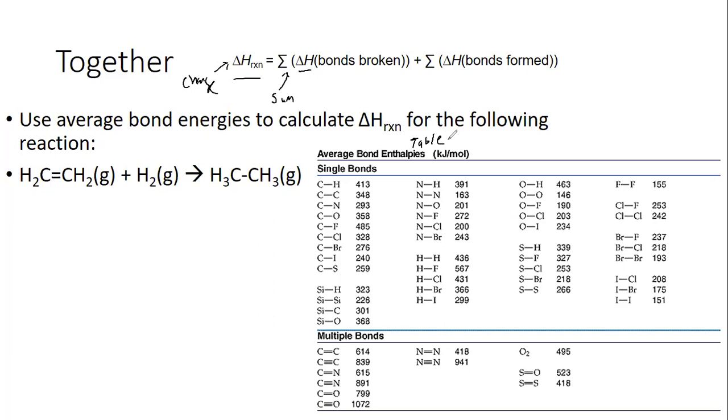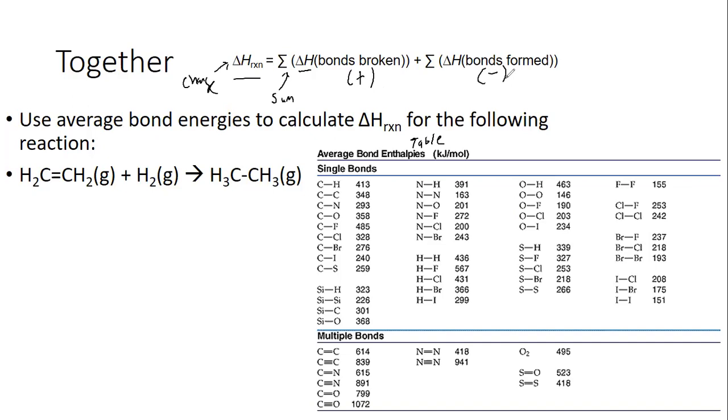And the way to calculate delta H, you take the bonds broken plus the bonds formed. So remember, to break a bond, we have to put in energy. So any bonds broken would be a positive value. When we form bonds, right, we get energy out. So any bond we form, we get a negative energy.